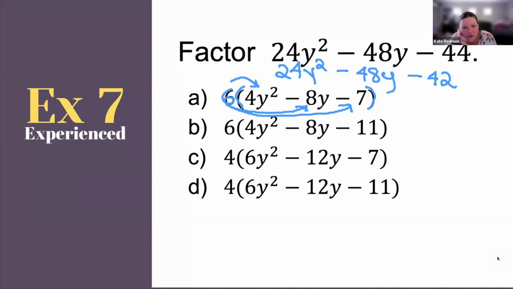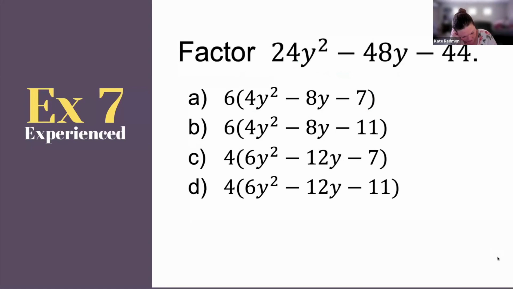We matched our 24y squared. We matched our negative 48y, but instead of having a negative 44, we had a negative 42. A does not work. Let's keep guessing and checking. What would you like to guess now? Well, the obvious choice is C. All right. Let's give it a try.